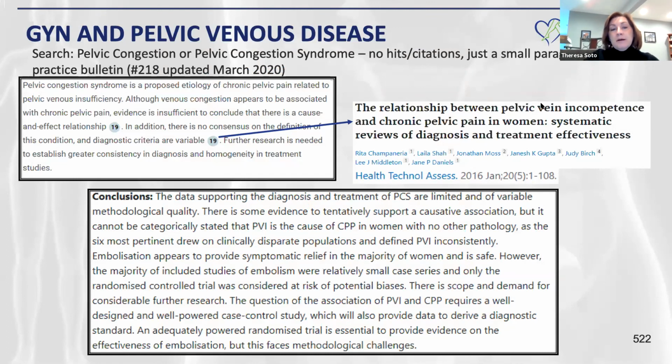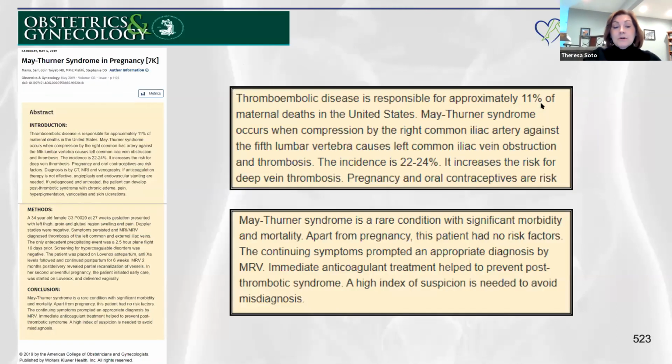When you search for pelvic congestion syndrome in the Green Journal, Obstetrics and Gynecology, there's insufficient evidence. Yeah, maybe there's a cause-effect relationship. We really don't know. We don't have any good studies. So we're not going to give it much credit. And there's really not anything you can find in our literature about this and what to do for it.